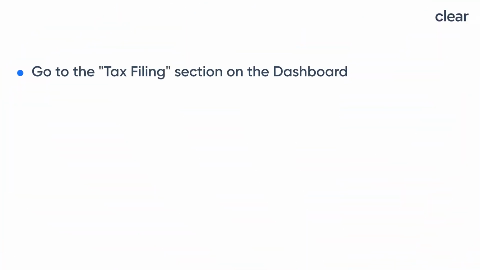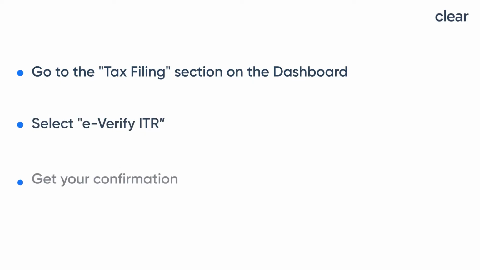You can also e-verify your ITR on our Black app. You can download it using the link given in the description box below. On the app, you need to follow these 3 steps. Go to the tax filing section on the dashboard, select e-verify ITR and get your confirmation. That's it.